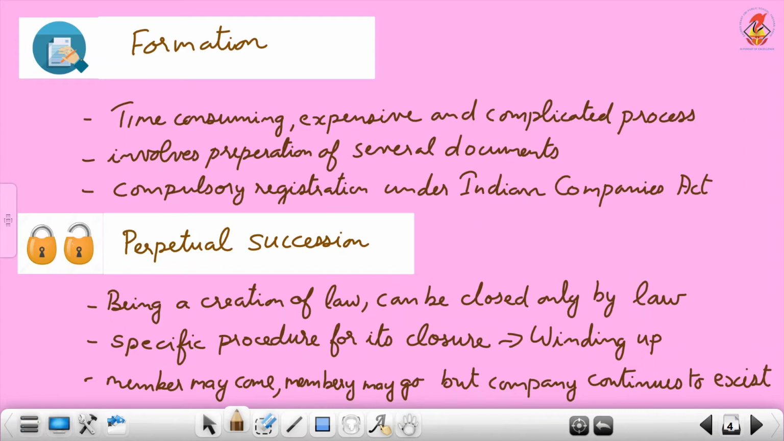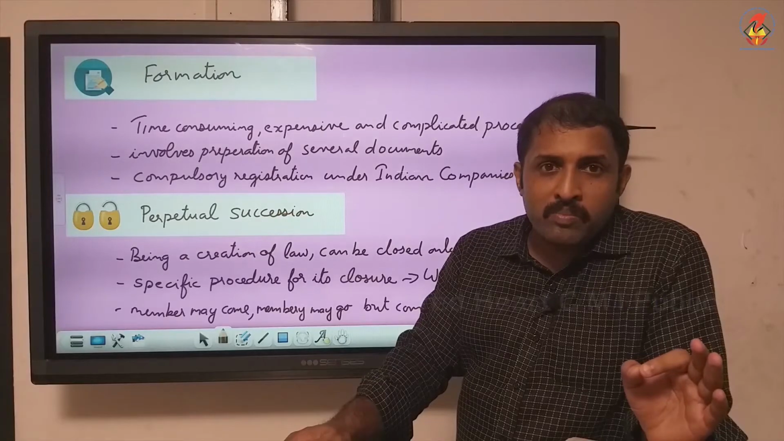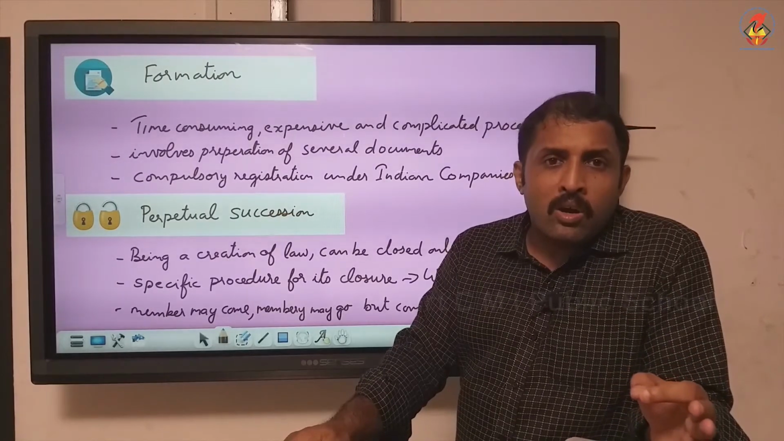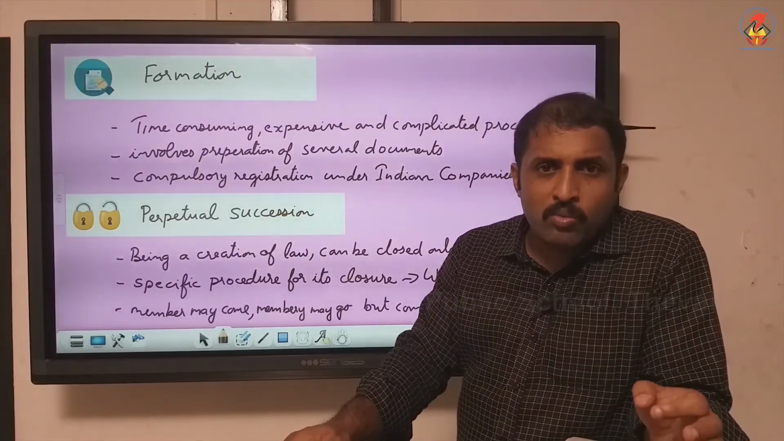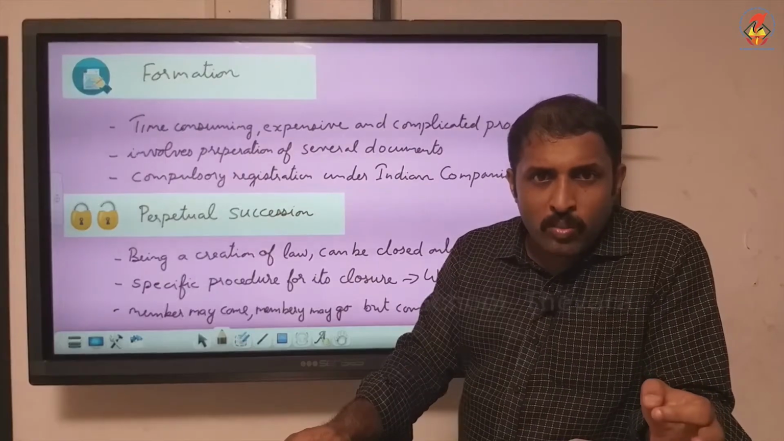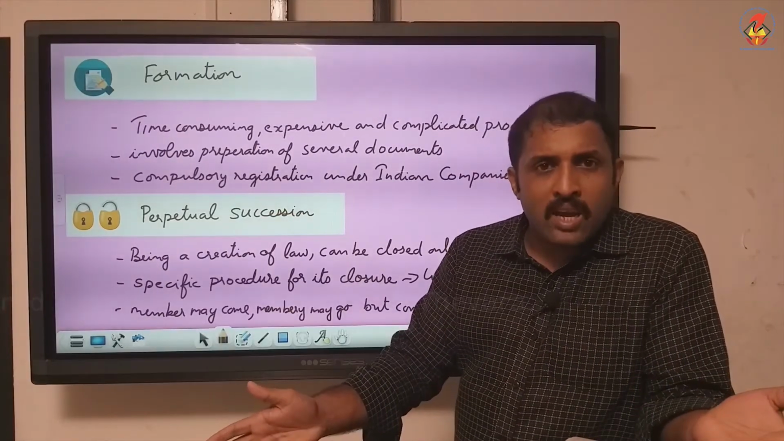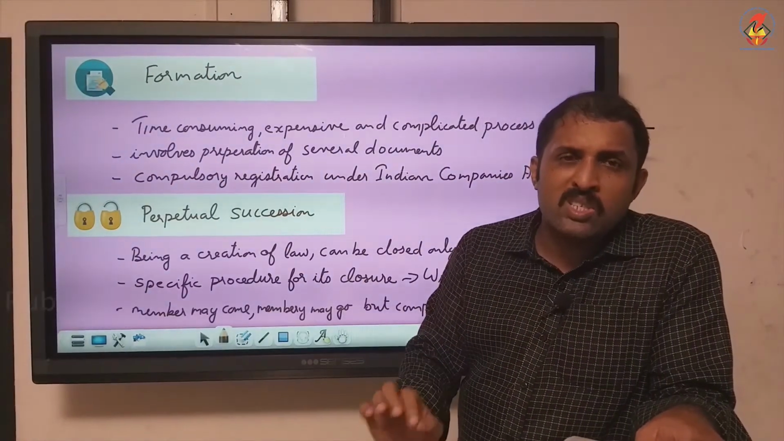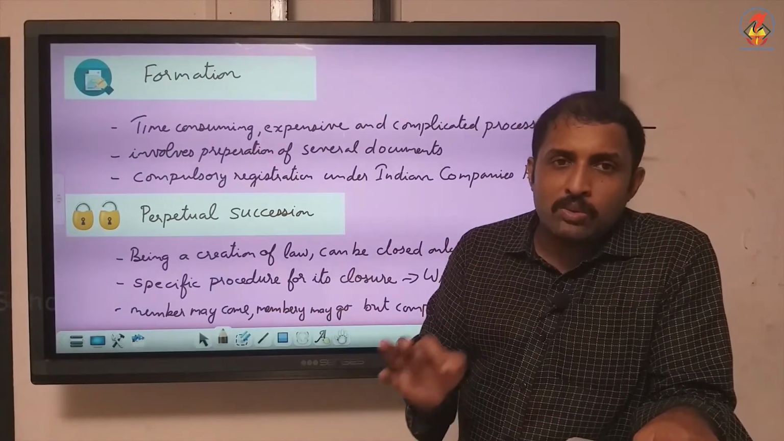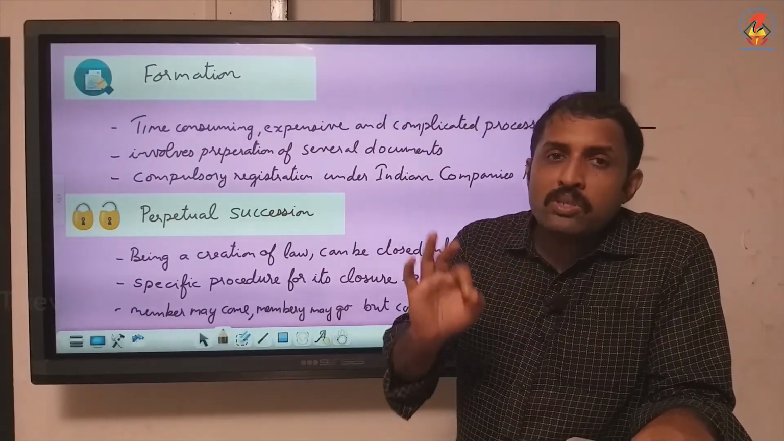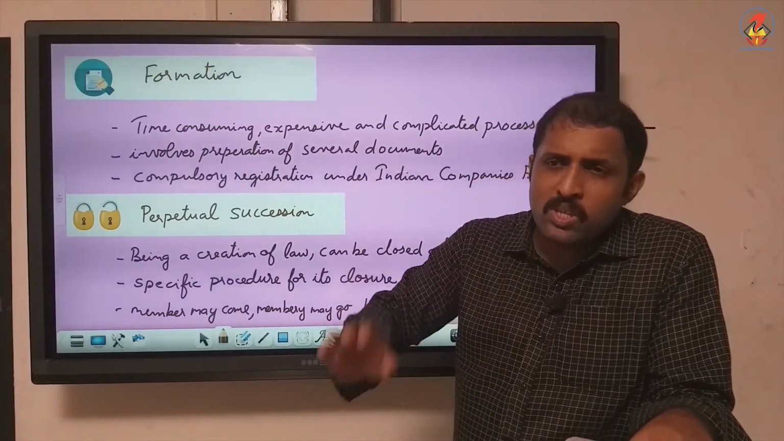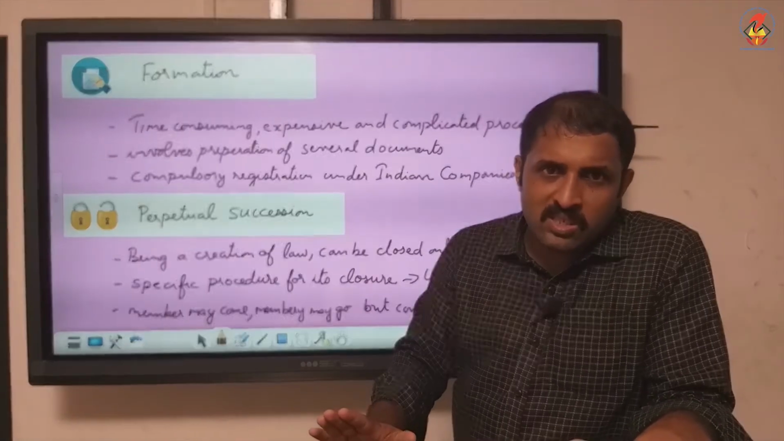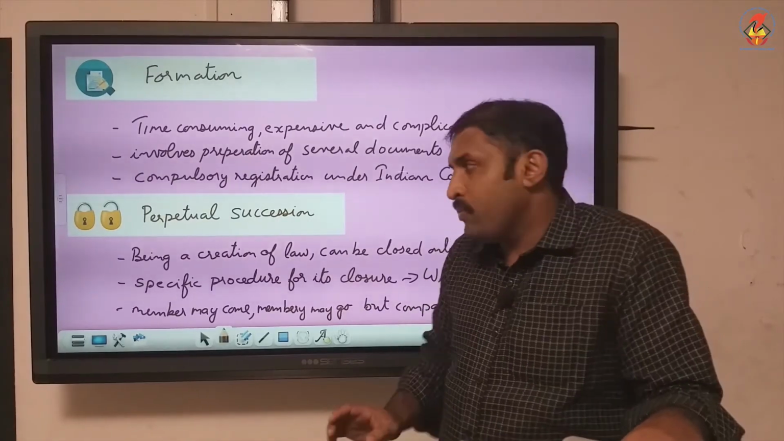There is a specific procedure for closing down a company, which is called winding up. Only after that procedure will the law declare that company to be closed or stopped. Members may come, members may go, but the company will continue to exist till the law brings an end to it. That is why it is said perpetual succession will be there. Irrespective of its members, it will continue to exist. So that is also another feature.